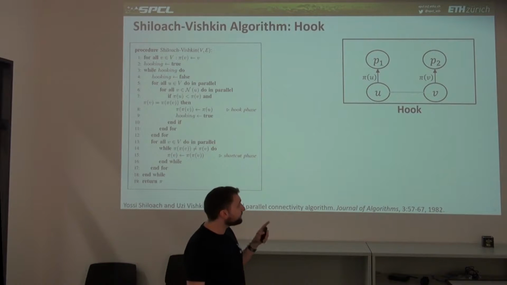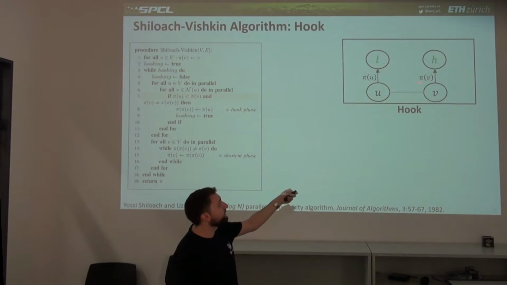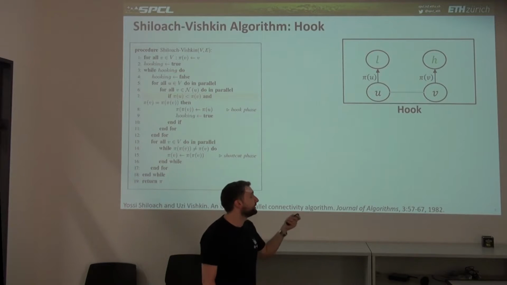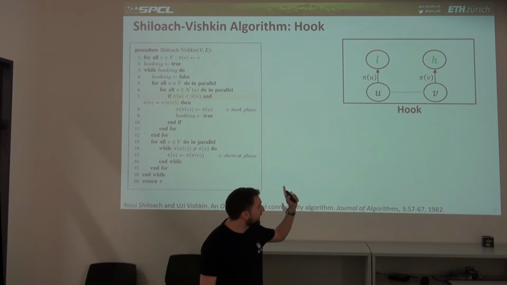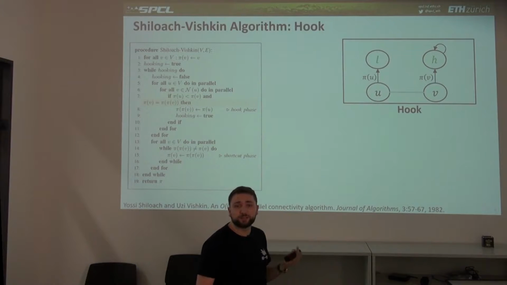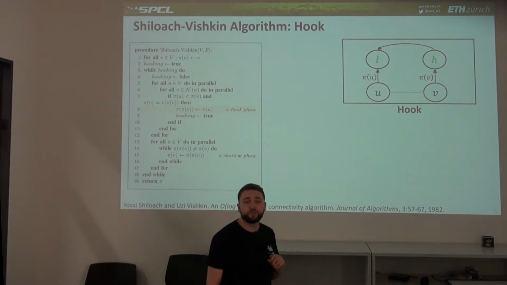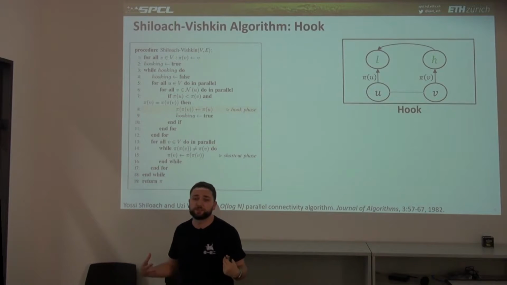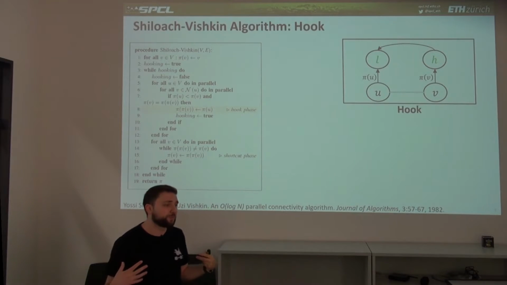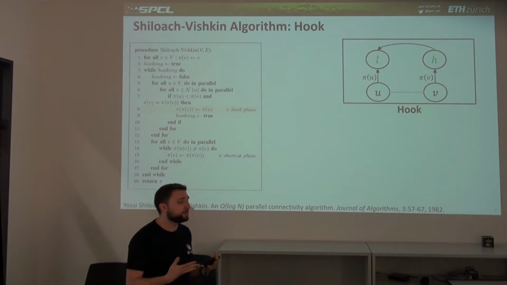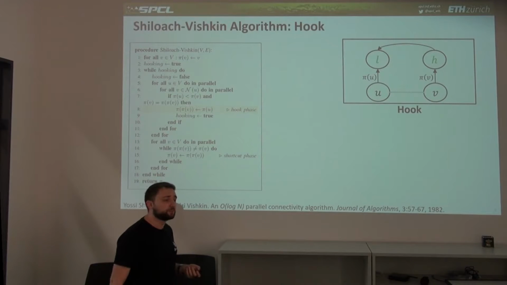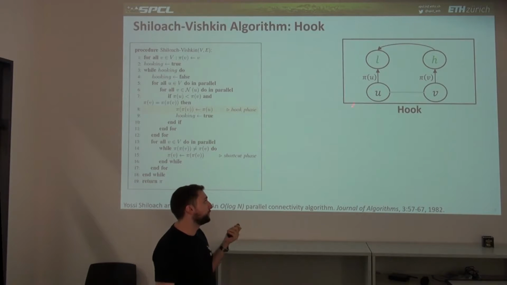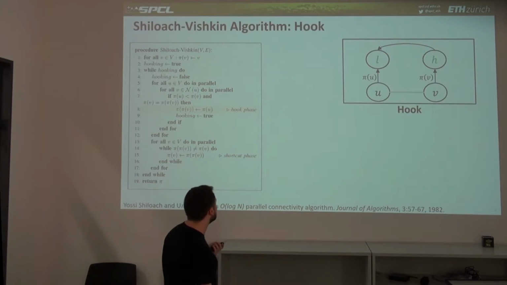If P2 is higher than P1, we set this high vertex to H and the other one to L. If the high vertex points to itself, which means that it's a root of an existing tree, we connect it to the lower root. This allows us to essentially hook the trees, and hence the name. And then we just keep connecting those trees according to the edges until we reach the connected components.